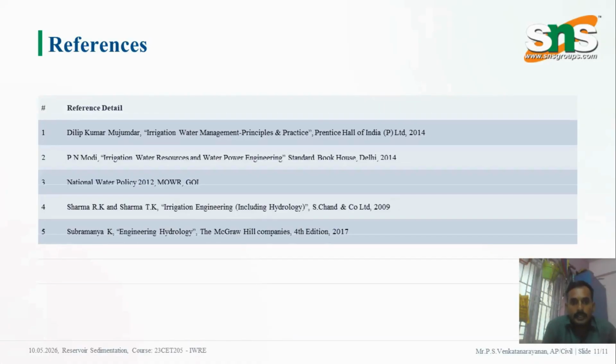To conclude, determination of storage capacity is a vital process in irrigation engineering because it ensures reliable water supply, flood control, and sustainable river operation. Proper sedimentation analysis and monitoring are essential for extending reservoir life and improving project efficiency.